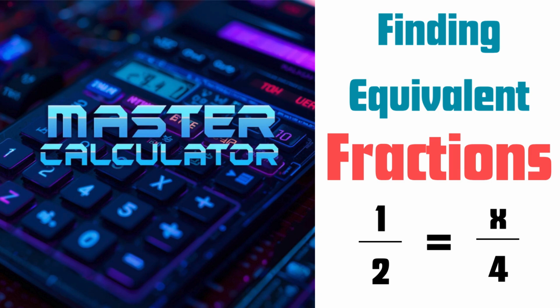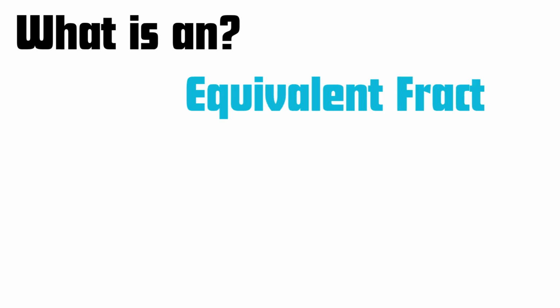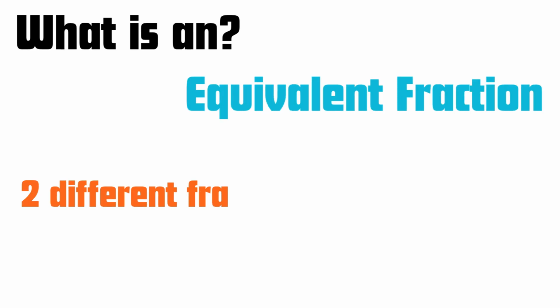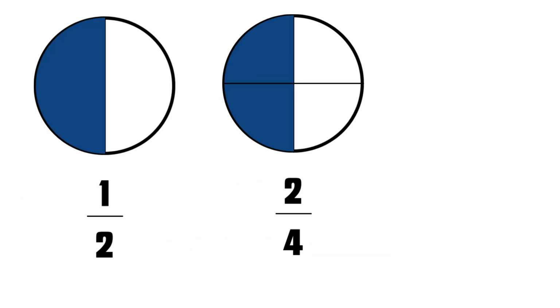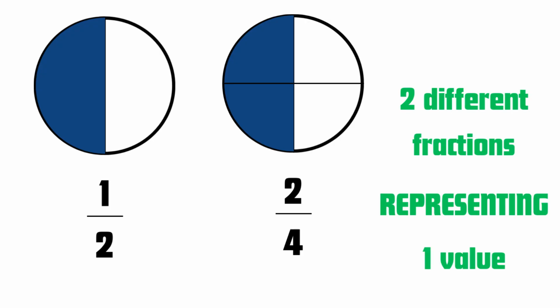In today's video, we're finding equivalent fractions. What is an equivalent fraction? Well, two equivalent fractions are two different fractions that represent the same value. The simplest example of this is 1/2 and 2/4. As you can see on the circle diagram, even though these are two different fractions, they both take up the same space on the circle.